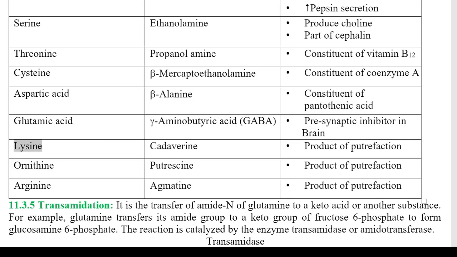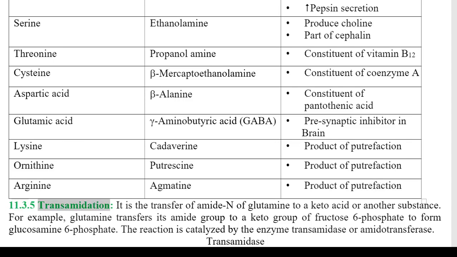Lysine gives cadaverine, a product of putrefaction. Ornithine gives putrescine, a product of putrefaction. Arginine gives agmatine, a product of putrefaction.